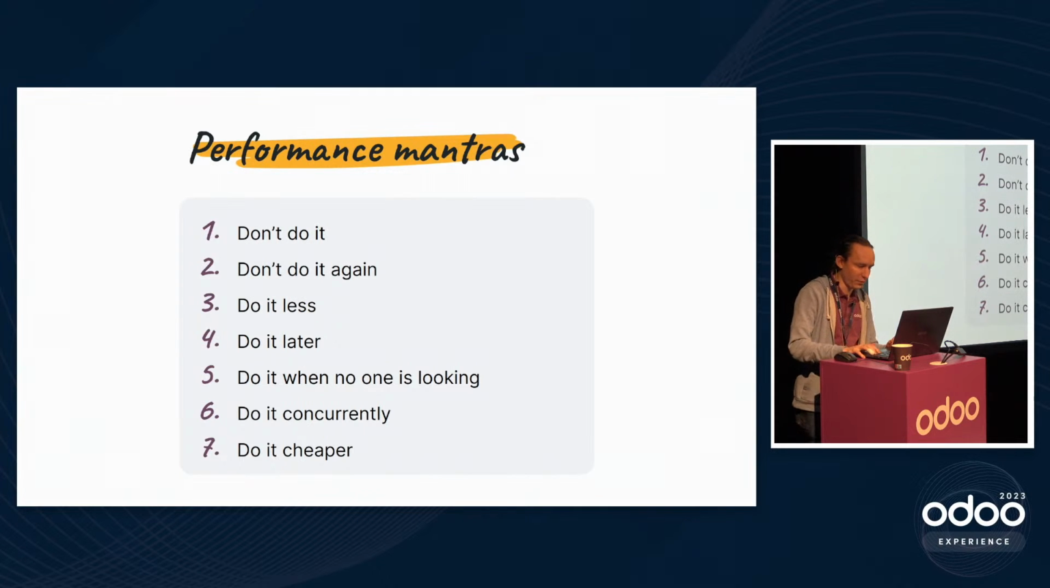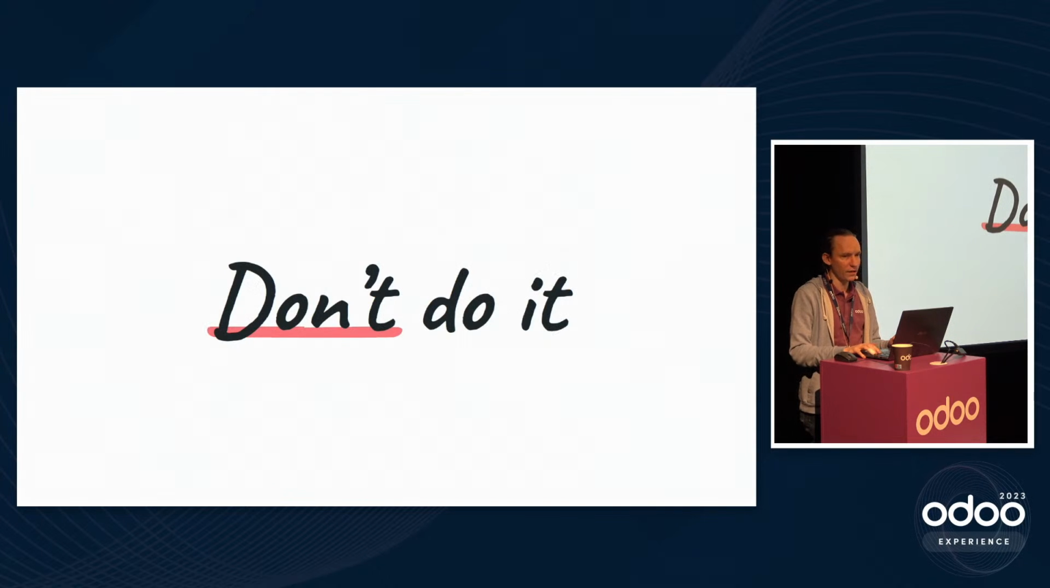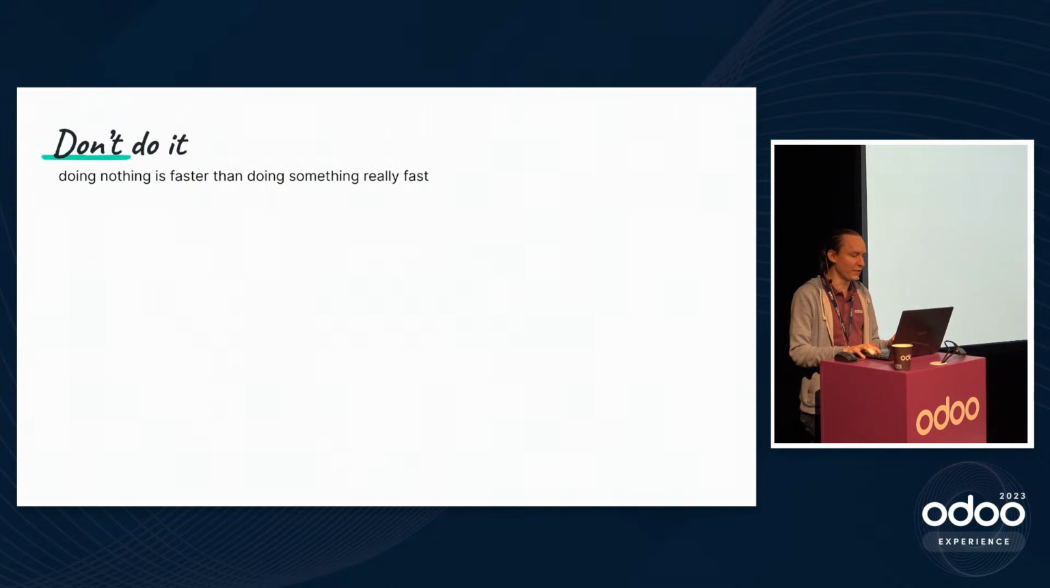So these are the 7 performance mantras, and they are in order of things that you should start doing, and we'll see that some of this stuff is not as intuitive as it might seem, and I'll give you a few examples of how you can apply this in the JavaScript ecosystem. So the first performance mantra is don't do it. It seems pretty obvious, but doing nothing is always faster than doing anything, even if you're doing it really, really fast. So if you can avoid doing things, just don't do them.